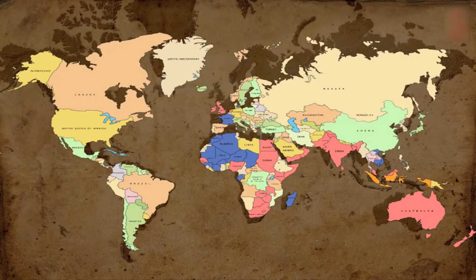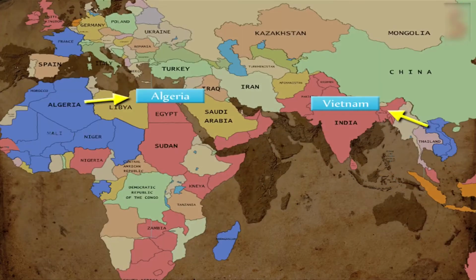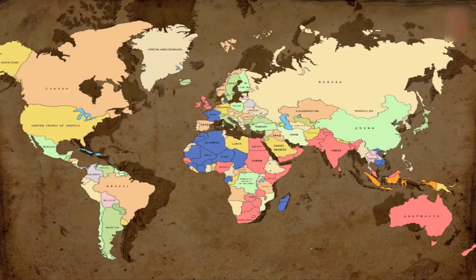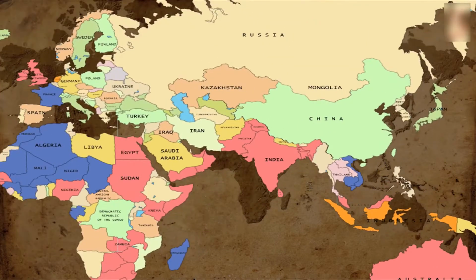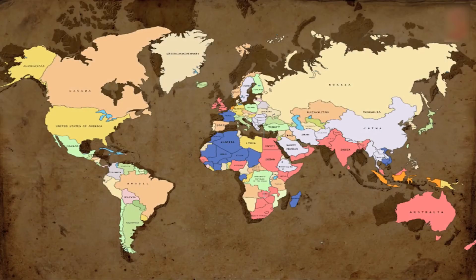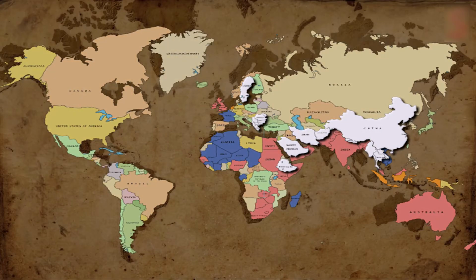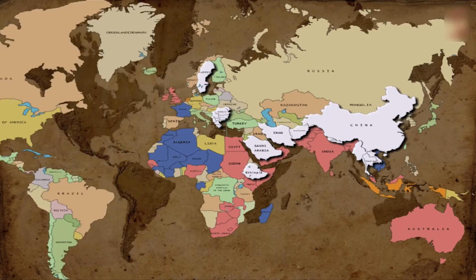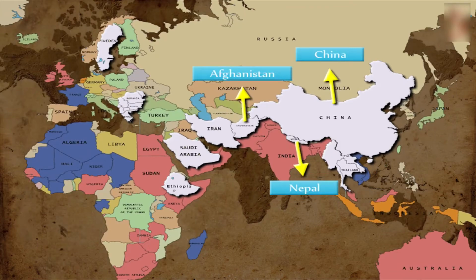The blue-colored places like Vietnam, Algeria, etc. are the colonies of France. The light brown-colored places including Indonesia are the colonies of Holland. The countries in grey color are the countries of Asia and Africa like China, Nepal, Afghanistan, Iran and Ethiopia, etc., which continued to be independent.